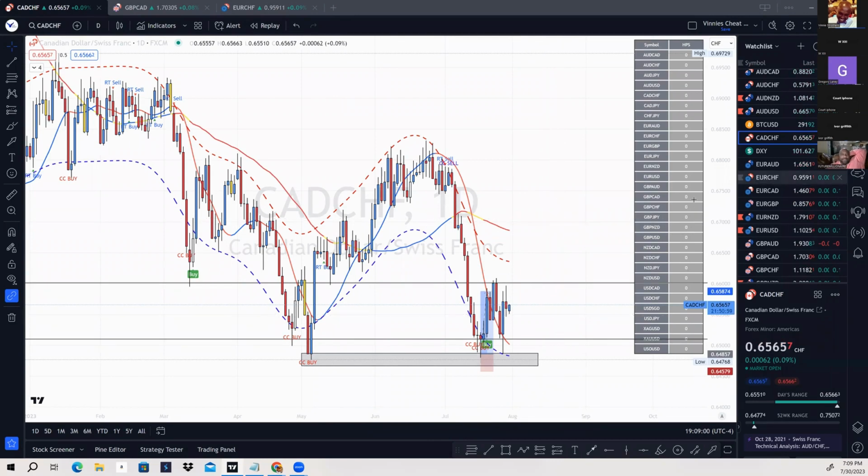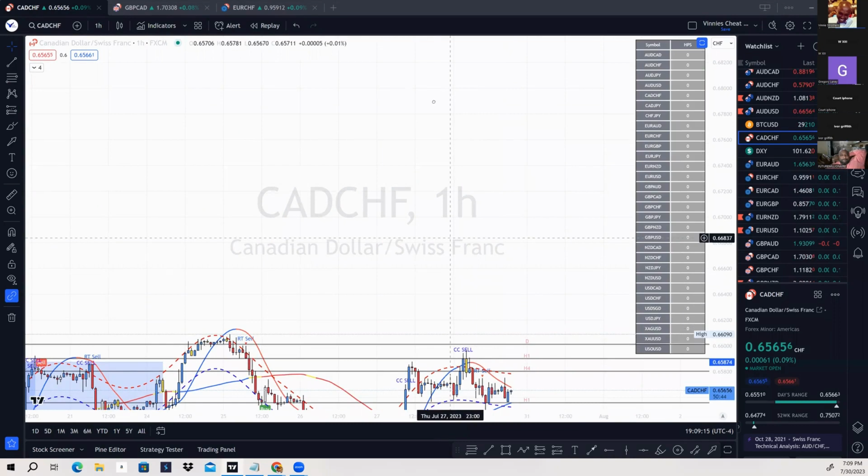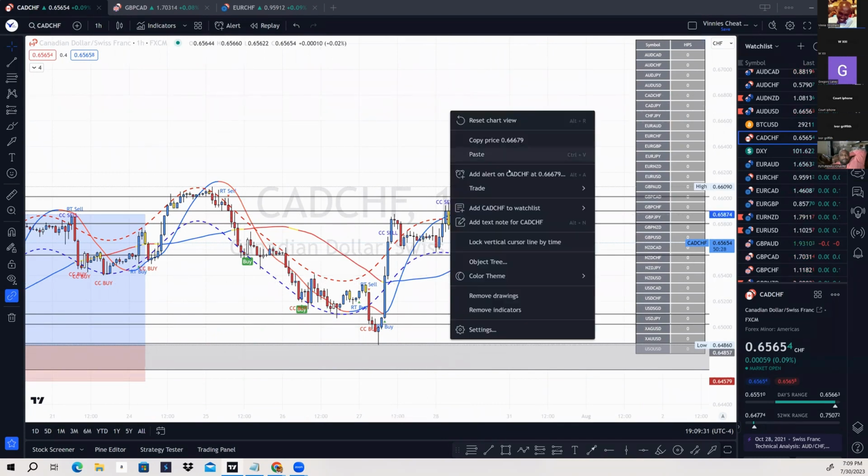So if I wanted to get in on this buy on CAD/CHF, what I would do is simply go down to the 1 hour time frame. And on the 1 hour time frame, I'm going to wait until I get a CC buy. When price pulls back and I get a CC buy, then I'll be looking to take a buy trade on CAD/CHF. Now, with this indicator, you can also set alerts. So let's go ahead and set an alert real quick. I'm going to go to add alert.